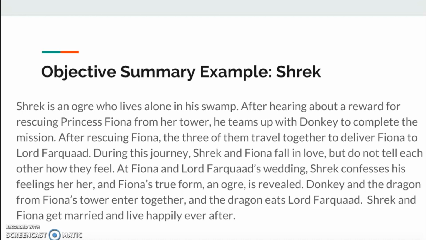At Fiona and Lord Farquaad's wedding, Shrek confesses his feelings for her, and Fiona's true form, an ogre, is revealed. Donkey and the dragon from Fiona's tower enter together, and the dragon eats Lord Farquaad. Shrek and Fiona get married and live happily ever after.